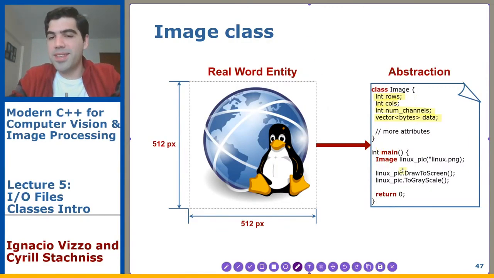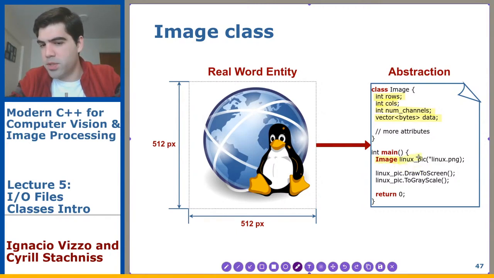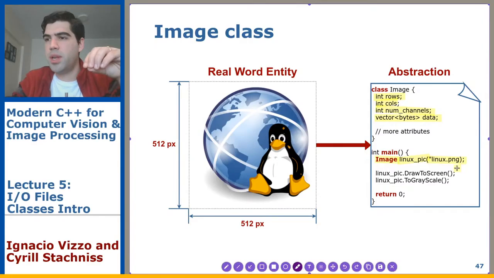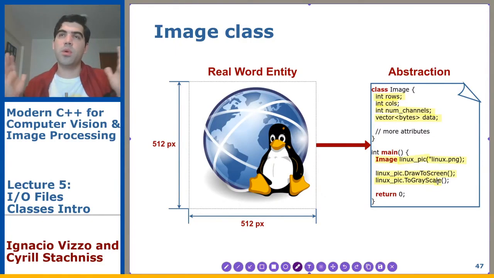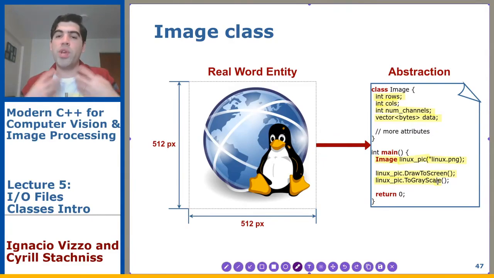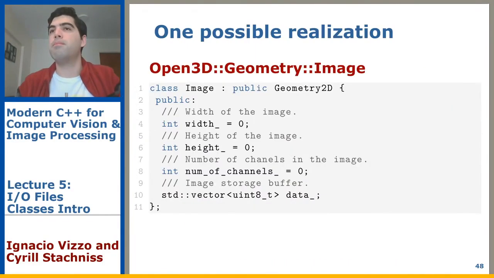And then you will like to use this abstraction in a way that your program shows the intention of what you want to do with the image. So for example, you want to create a Linux picture object that is an instance of this type image, and then you want to say, okay, go and search the Linux PNG file, and then for example I want to draw it to the screen to visualize the image, and also with this picture I want to convert it to grayscale. So let's say you have an RGB image and then you want to compress everything into one channel and convert it to grayscale. So this is a wish. You have an image and you want programs to model these real world entities with abstractions, and then you want to use it this way. So let's see if we can more or less do this.